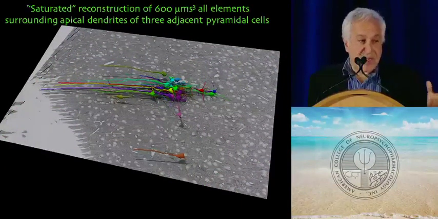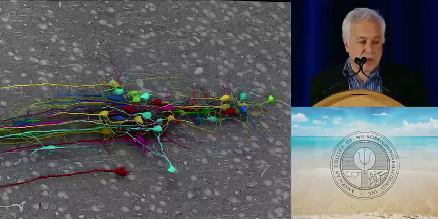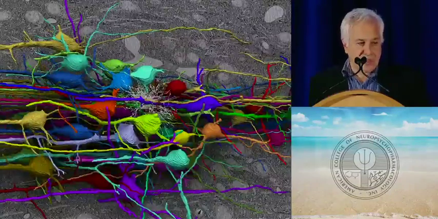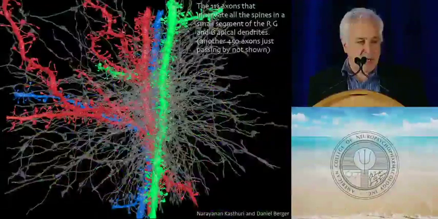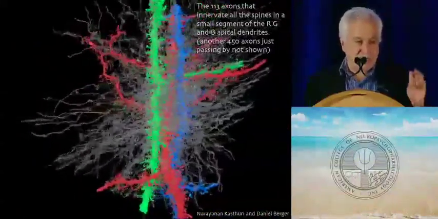It's much bigger than anything anyone's done before in cortex, but it's 600 cubic microns, where we've tried to get every single element around the apical dendrites of 3 adjacent pyramidal cells. Those are the cells, and that's the region that we saturated. We've made lower scale imaging of this whole area, but that little area where you see that nest of white is where we've labeled everything, every glial process, every dendrite, every axon. And here are the axons that innervate those 3 dendrites in that little region.